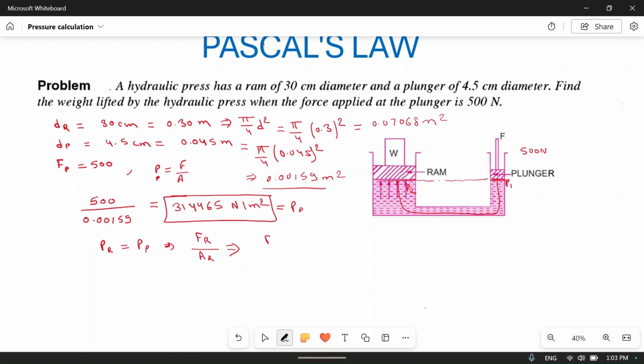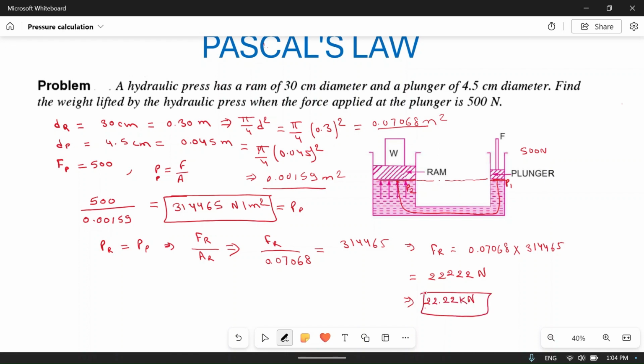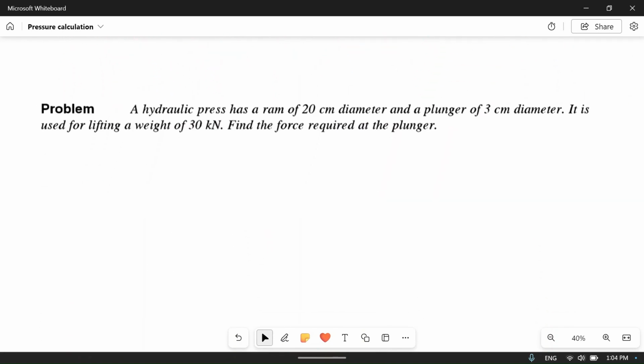So the force at the ram we have to calculate, and the area of the ram we already know, this one, 0.07068. This will be equal to 314465. So force at the ram will be equal to 0.07068 into 314465. If you multiply these two, you will get 22222 Newton, which will be equal to 22.22 kilonewton, because 1 kilonewton is equal to 1000 Newton. Now let's see the next problem.